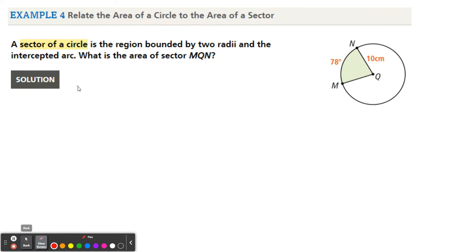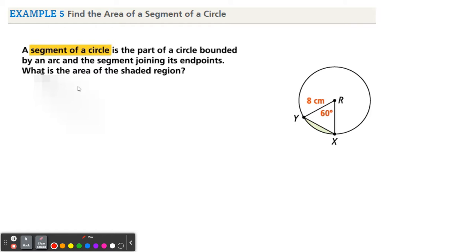All right, next, I got a couple more problems here. So the next one talks about a segment of a circle. As we continue on with this area talk, we can find the area of a segment of a circle. This is the part of the circle bounded by an arc and the segment joining its endpoints. So we're looking for just this tiny little sliver right here, okay?